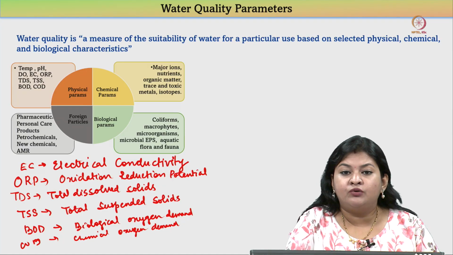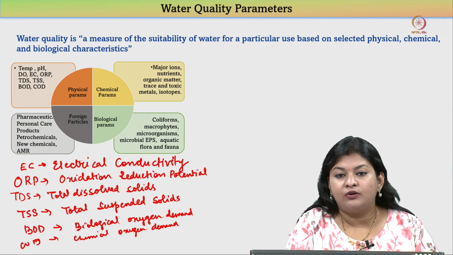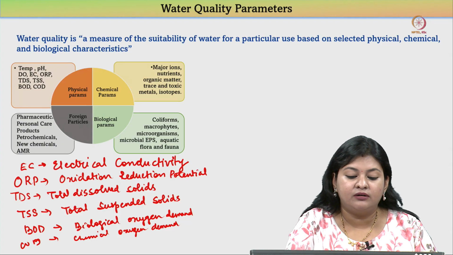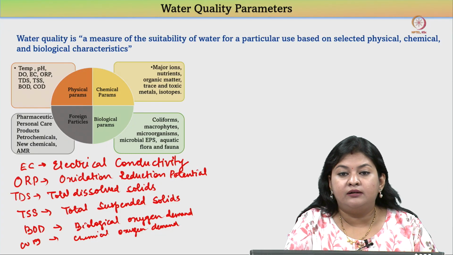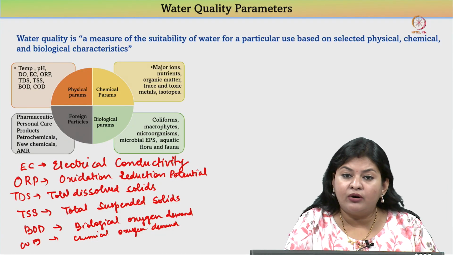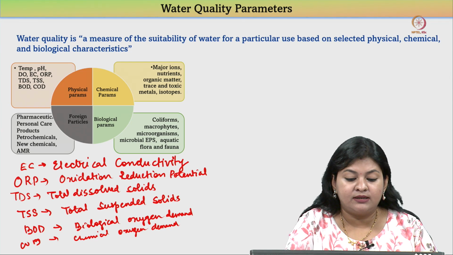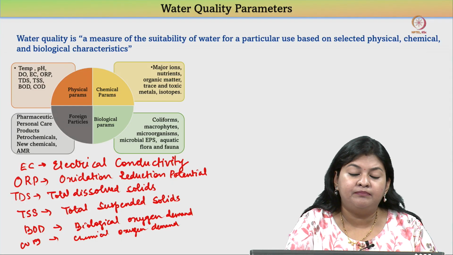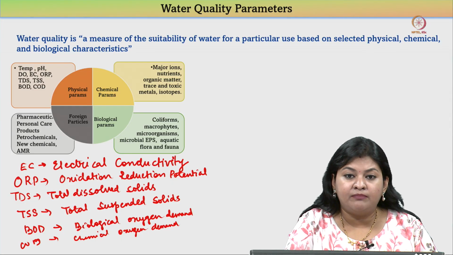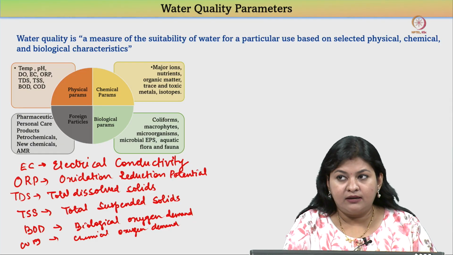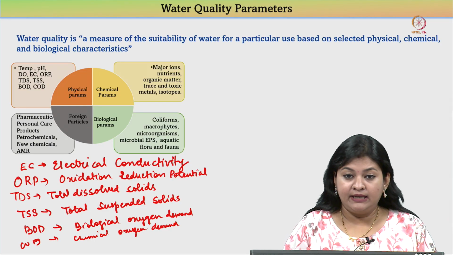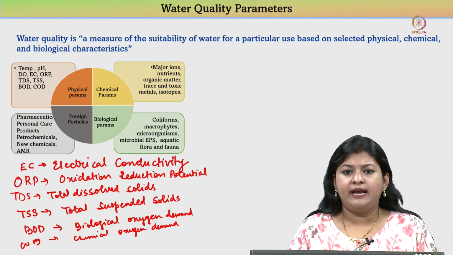Biological parameters. So, presence of coliform, okay. What is coliform? We are going to talk about it in this lecture. So, coliforms, macrophytes. Macrophytes are larger aquatic plants. Microorganisms, the type of bacteria that is there in the water, those analyses are done. Microbial EPS. EPS is a type of substance, exopolymeric substance, that the microbes give out, okay. And EPS sometimes attracts certain elements, okay.